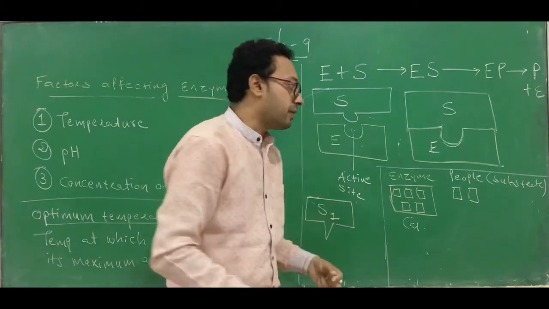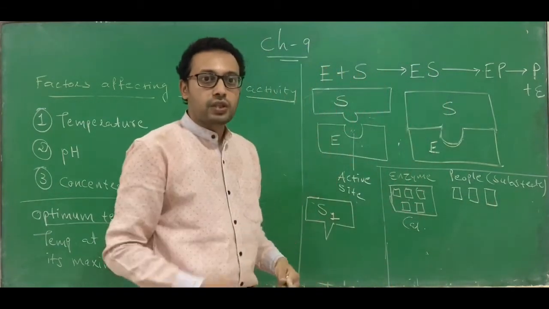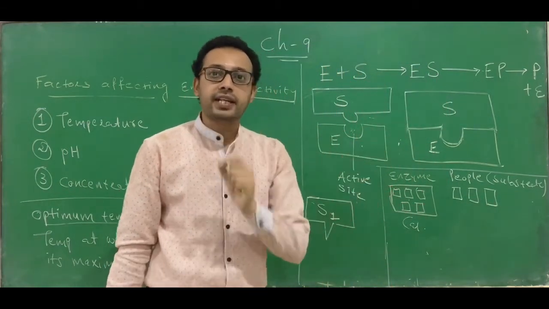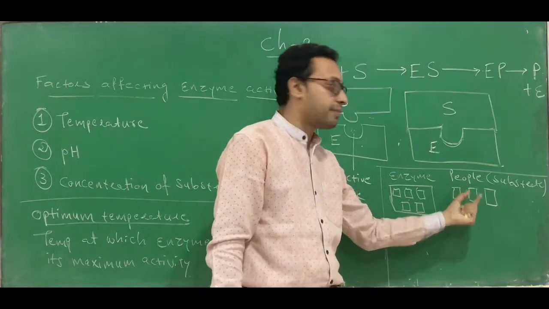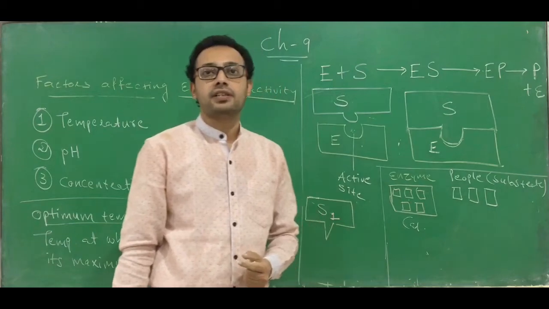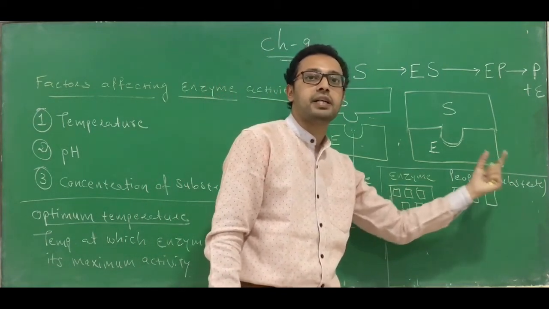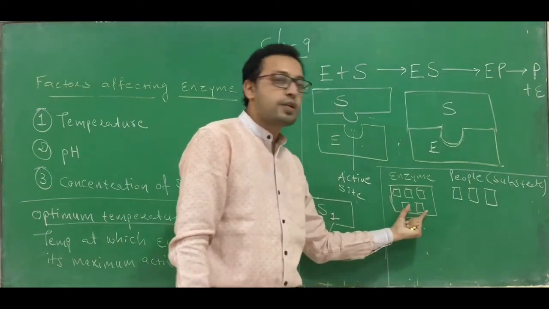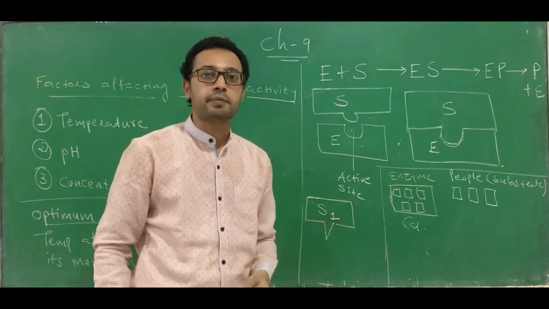Now I increase the people. Instead of 2, I am taking 3. So in the first case, only 2 people are going to a place. Now I am increasing the concentration. I am increasing the number of people. That means I am increasing the concentration of substrate, because here we are taking the people as a substrate. So can it carry 3 people at a time? Yes, it can carry 3 people at a time. So in a single run, the 3 people can be carried.